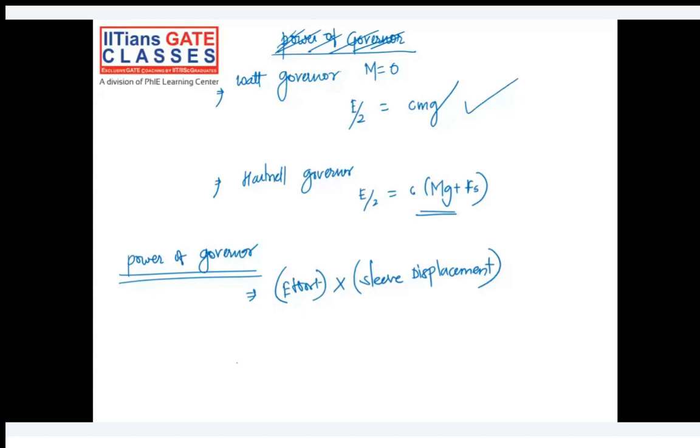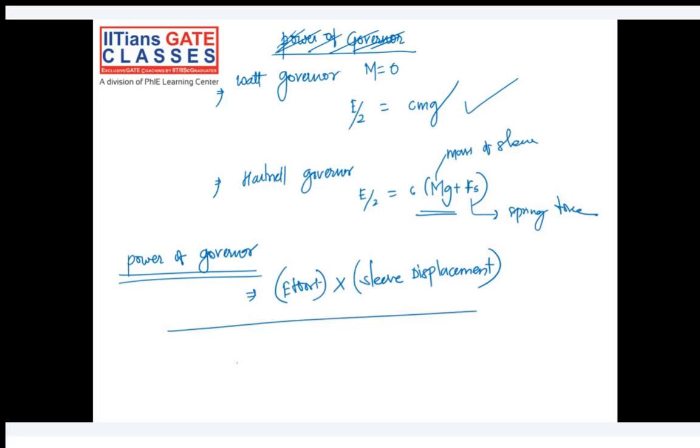Here we have neglected the effect of the balls, so that's why the small mg into C1 and C2 points we have neglected, and the major contribution we understood comes only from the frictional force, the mass of the sleeve and the spring force. If you neglect the friction, it will be only the mass of the sleeve and the spring force. M is the mass of the sleeve, and this is the spring force. Also write down this formula: power of the governor is equal to effort into the sleeve displacement.